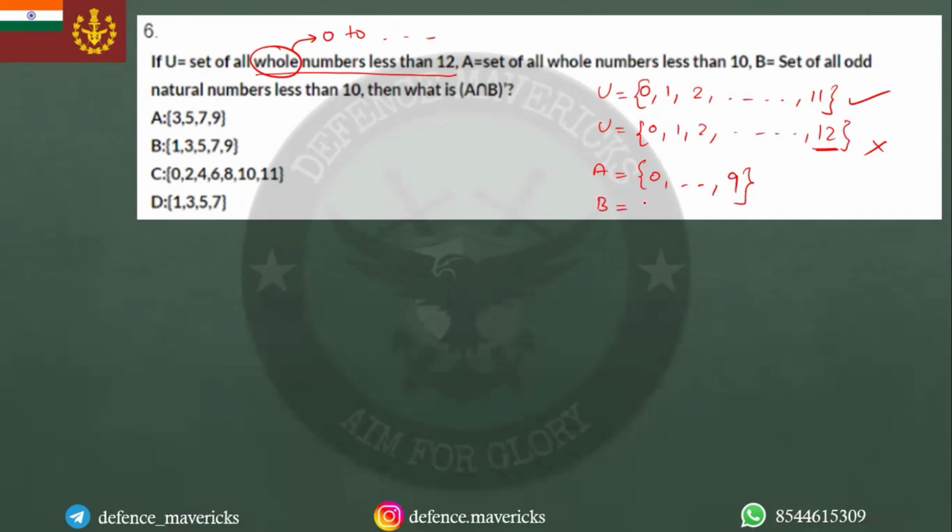Now set B is set of all odd natural numbers less than 10. So odd natural less than 10. ठीक है? So odd natural यानी 1, 3, 5, 7 till 9. Right. Now what is A intersection B dash? यहाँ पे dash भी है, ठीक है? छोटा सा dash भी था. अगर किसी ने नहीं देखा होगा तो वीडियो पीछे जाके देखना, वहाँ पे dash भी है.